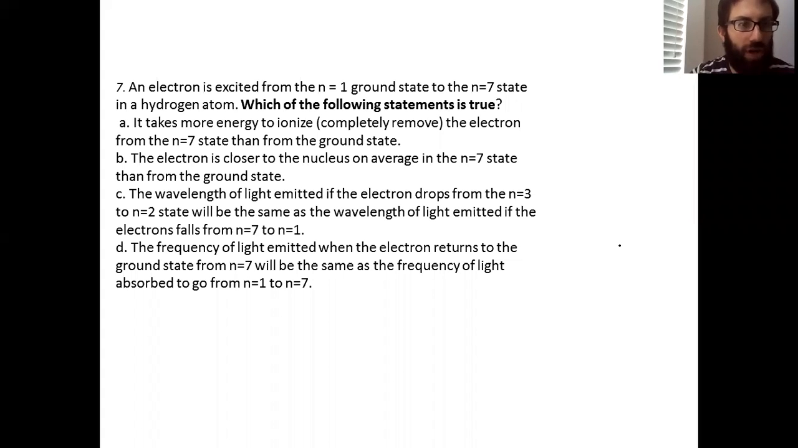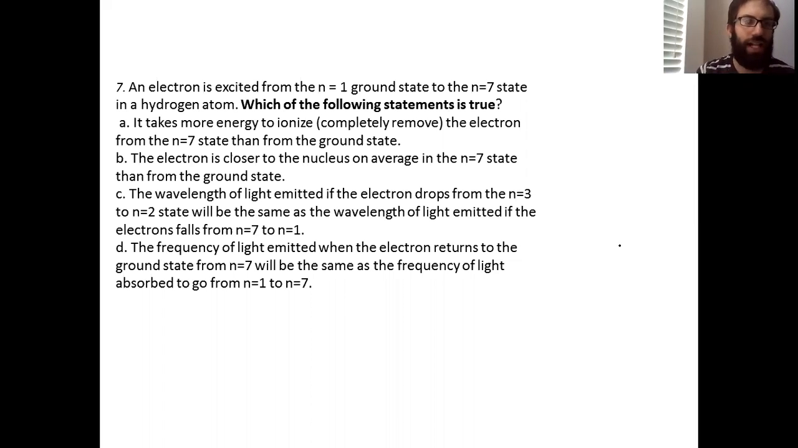Okay, so a few more questions here that we can go over in this video. An electron is excited from the n equals 1 ground state to the n equals 7 state in a hydrogen atom. So when you see a hydrogen atom, you see n type problems. This is a Bohr orbital type problem. Which of the following is true? It takes more energy. There's a conceptual problem, right?